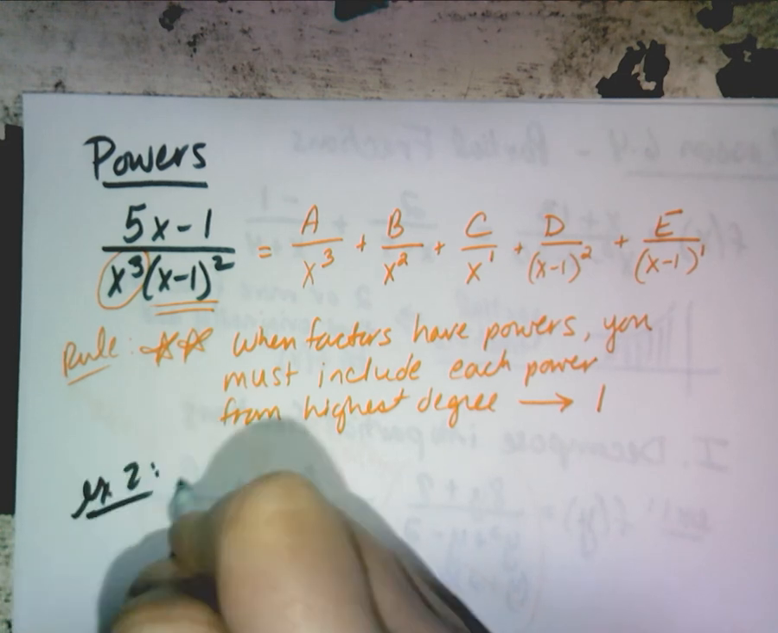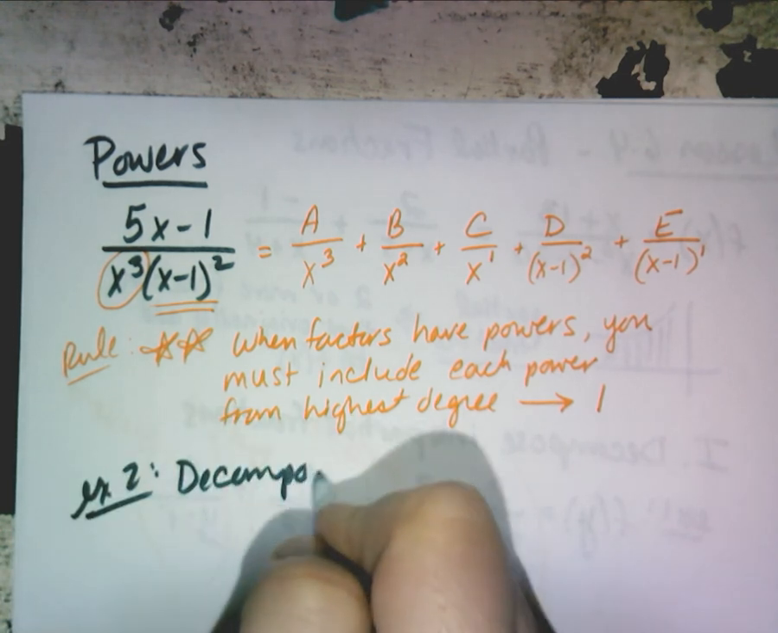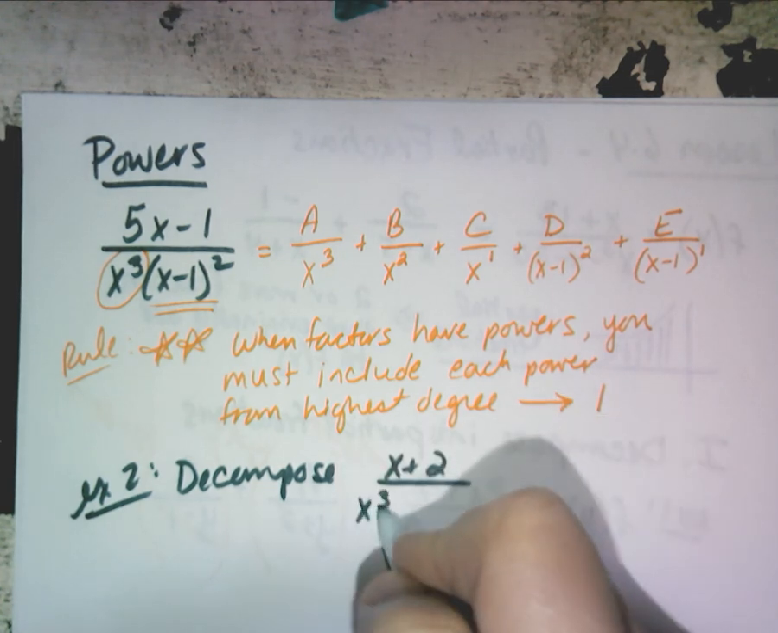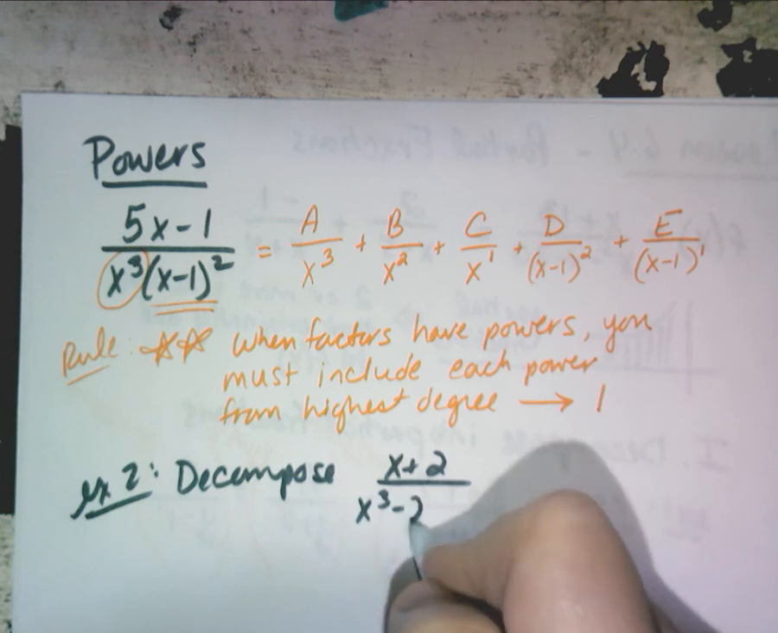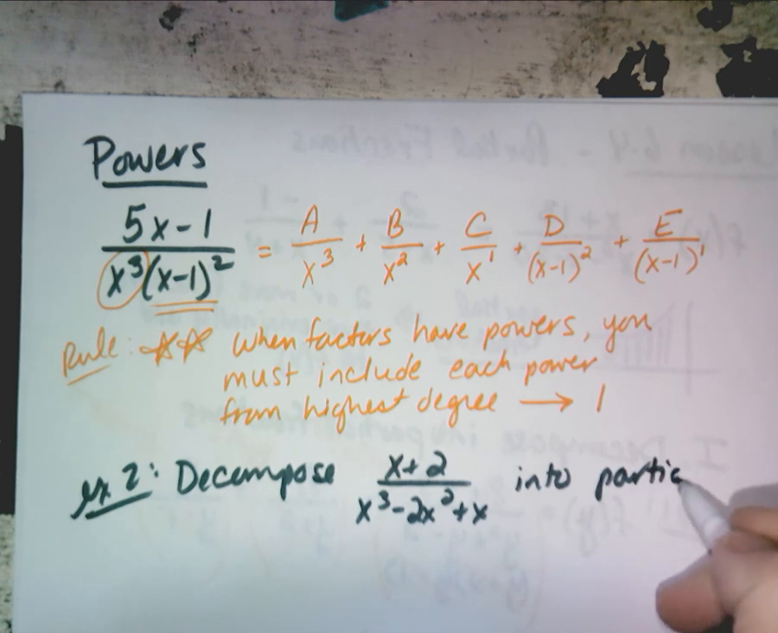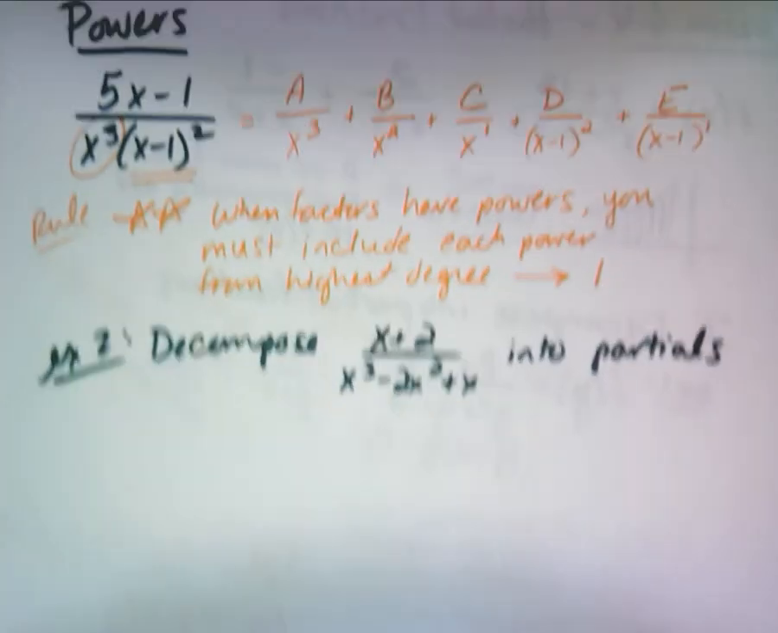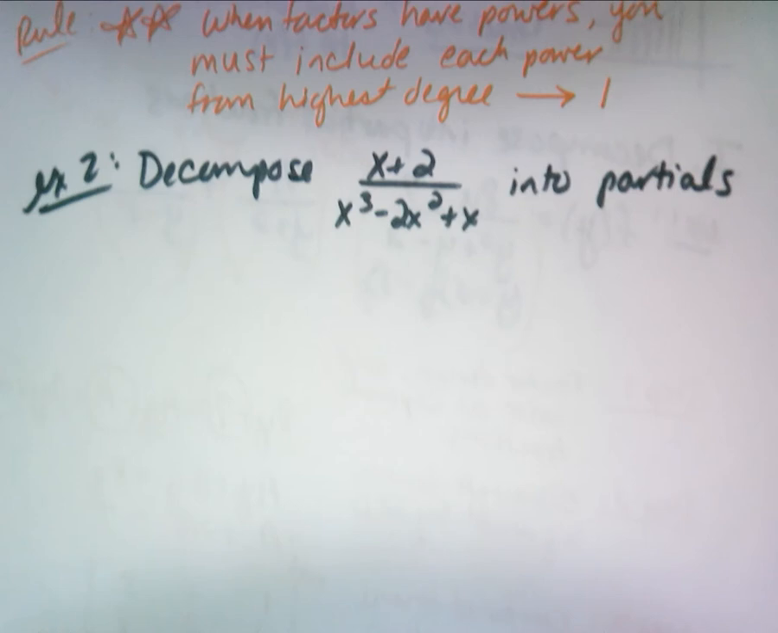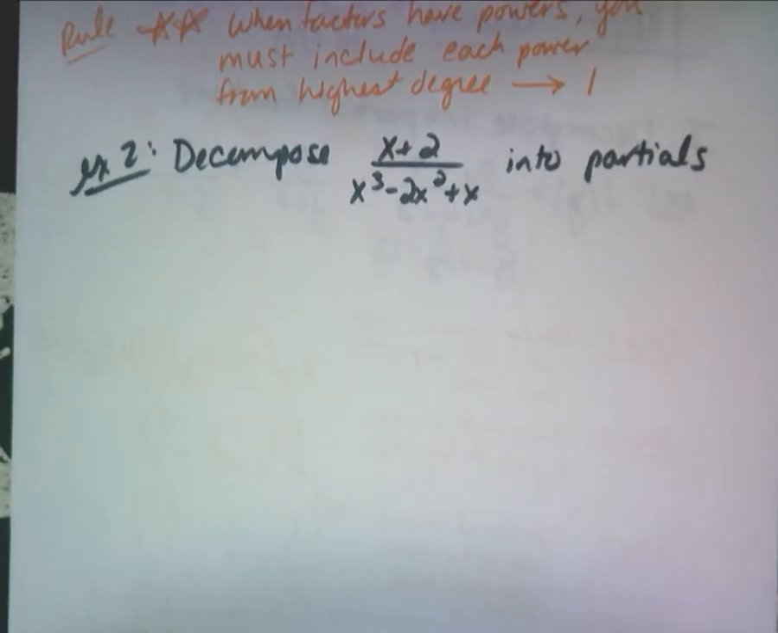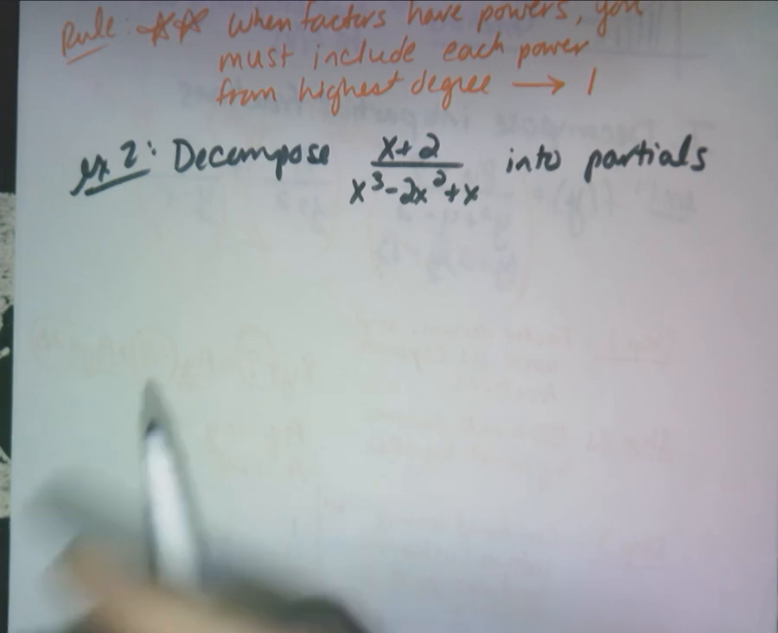All right, so let's do one more of these. Decompose x plus 2 over x cubed minus 2x squared plus x into partials. And again, for those of you not going on to calculus, today is a moot point in your career. It's pretty much talking to a person. So I should just not even do it? No, I'm just kidding. You have to do it. You have to get graded on this. Just give me 100. Okay.